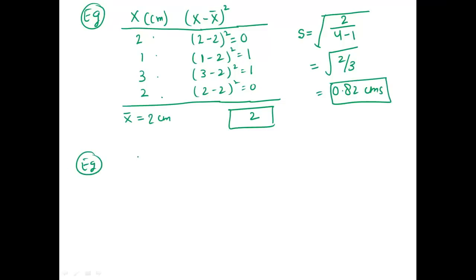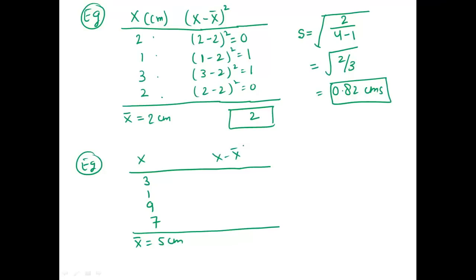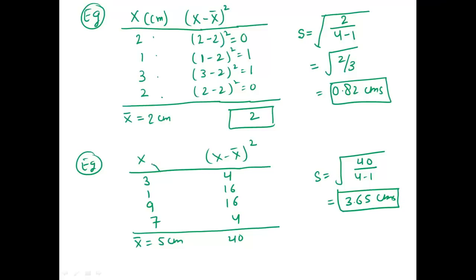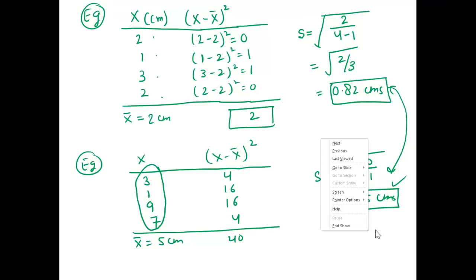Now let's create a data set which is more variable. You calculate x bar, which comes to 5 centimeters. You can see that there is more variation in this data set compared to the first one, and standard deviation also comes out to be higher compared to the first one. The more variation, the higher your standard deviation. The less variation in the data, the lower your standard deviation. If all your data points are the same, your standard deviation will be 0.